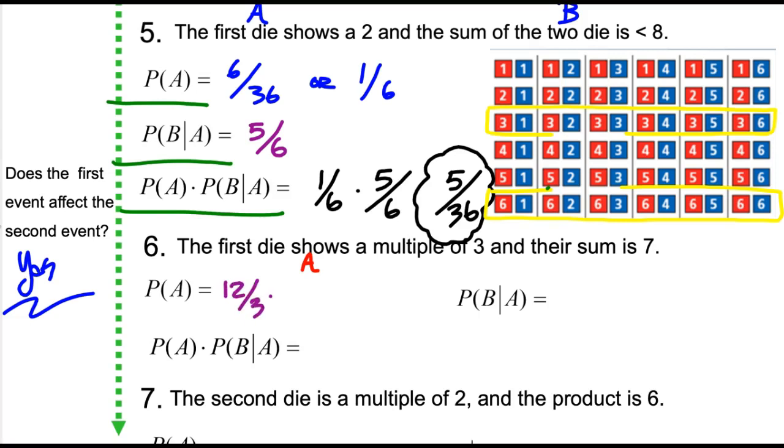So whatever that is when you reduce it, that's going to be 1/3. So it's better to reduce before you end up multiplying stuff. So 1/3. And then the probability of B given that A happens. So how many of these have a sum of 7? 1, 2. So 2 out of 6, which is 1/6.